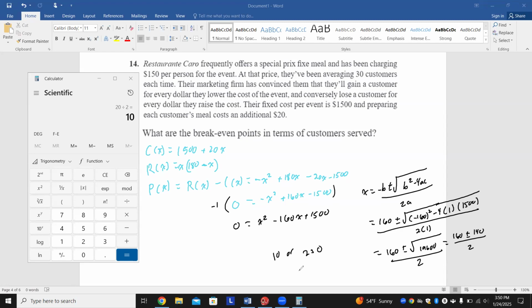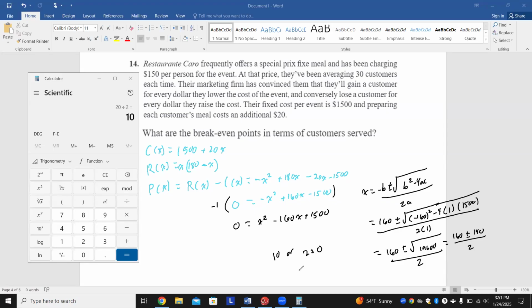Customers would basically be break even. So if we do 10 people, we'll walk away with $0. And if we go to 230, we would then hit break even. So what that means is if we go over 230, now we're in the negatives. So the profit range is between 10 and 230 customers served.